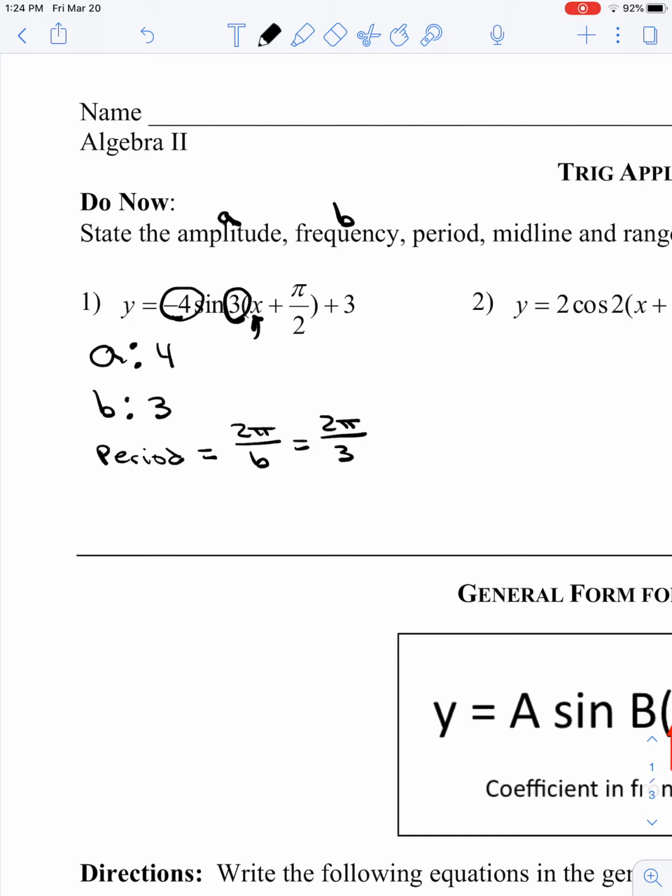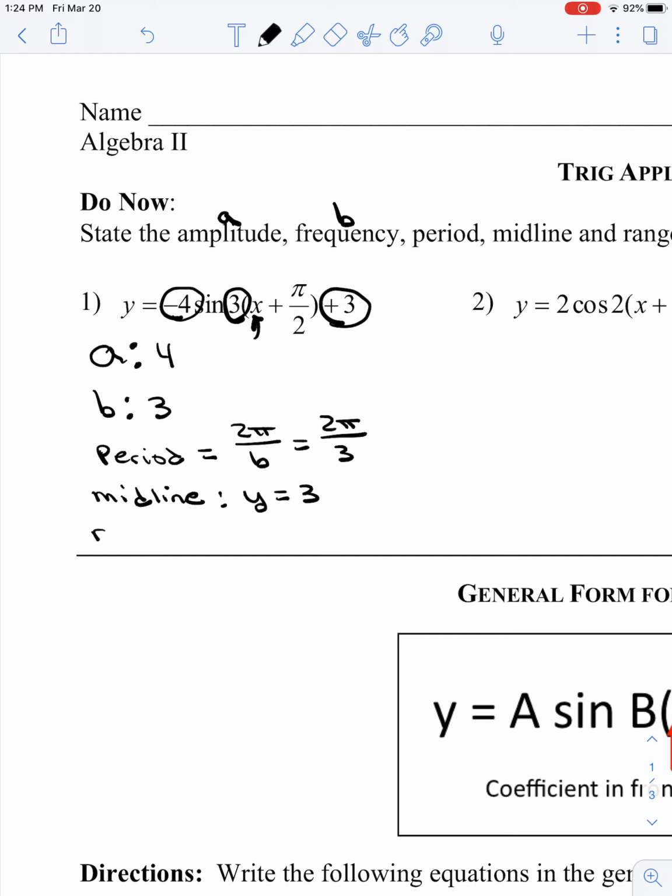The next thing that you would want to find is the midline. So to find the midline, you want to know if any number was added or subtracted to your function. So if I look over here, the number that was added is 3, so the equation of my midline is going to be y equals 3. That means my function was shifted vertically up 3.